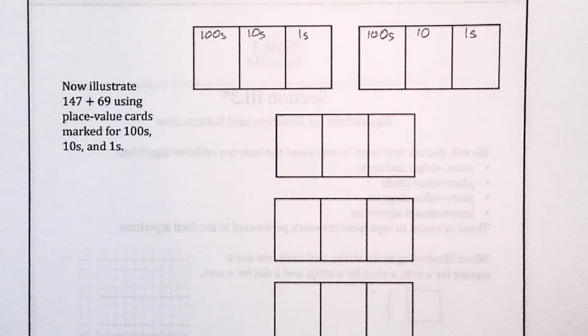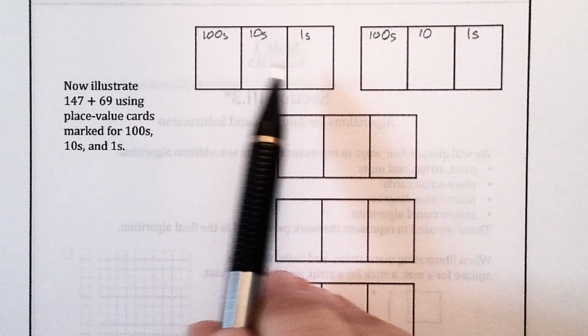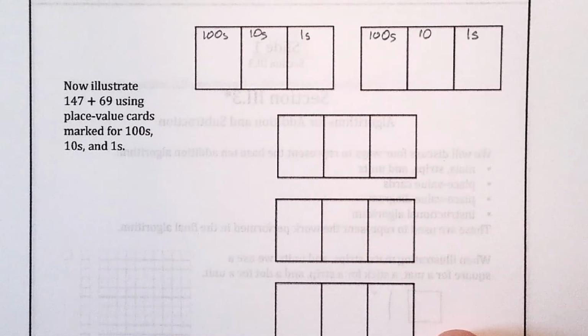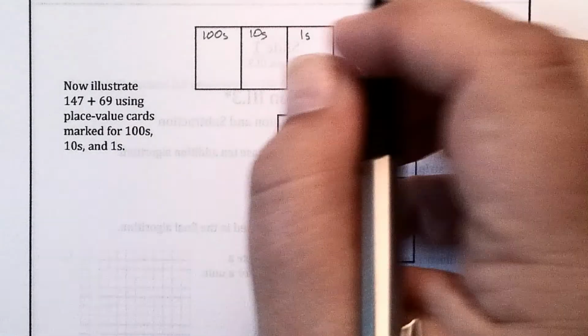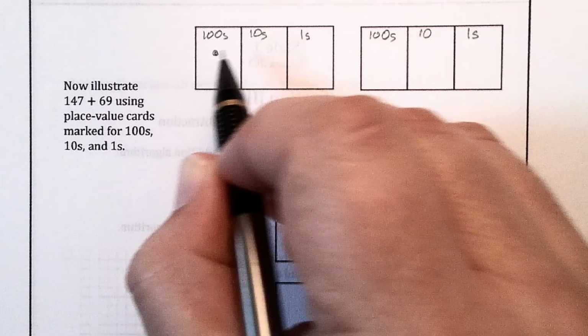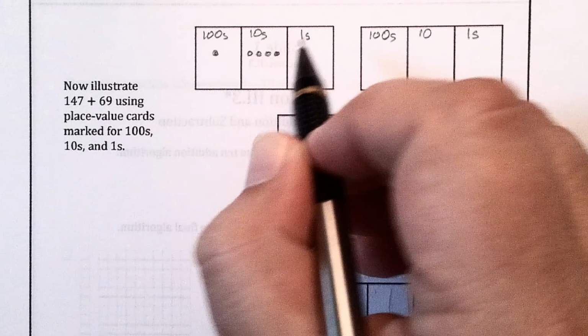Each card is divided into three parts: the hundreds place, the tens place, and the ones place. And you would use some kind of manipulative, a checker or a token or something, to represent each of the numerals. So for example, 147, we have 1 100, 4 tens, 7 ones.